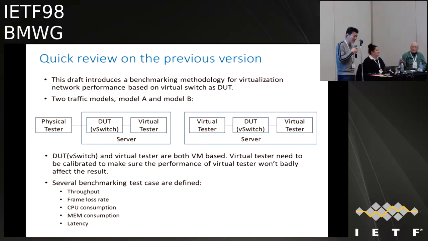Please tell us more about this calibration. I think this is the most important thing. The calibration is not really a thing to test the tester. I mean, the calibration means we should make sure the tester itself could generate enough traffic to test the DUT or the virtual switch. So before we test the virtual switch, we must find how we should allocate the CPU resource and the memory resource to the virtual tester to make sure this virtual tester could generate maybe 10G traffic to test the virtual switch.